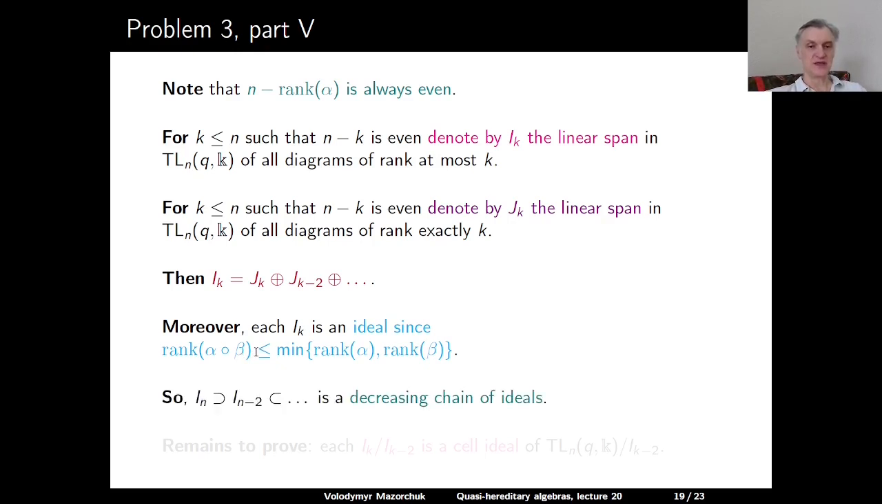In other words, we have a chain of two-sided ideals. Ideal I_n contains the ideal I_{n-2}, this contains the ideal I_{n-4}, and so on. We have a decreasing chain of ideals in our Temperley-Lieb algebra. So to prove that the Temperley-Lieb algebra is cellular, we need to prove that each subquotient in this chain is a cell ideal in the quotient of the Temperley-Lieb algebra by the smallest of these two ideals.